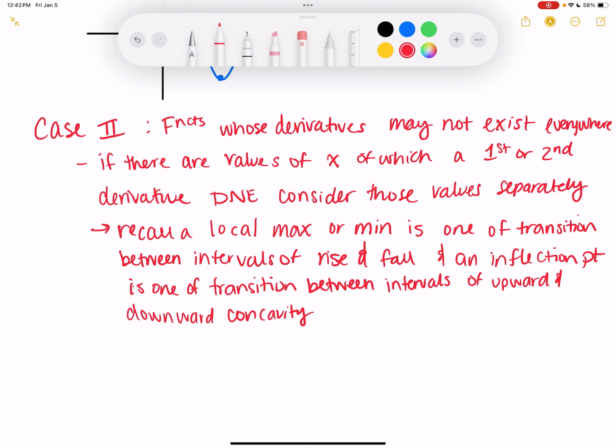Does that say NSE? Between intervals of rise and fall. Oh. What were you about? Oh, the word rise? How it said NSE?